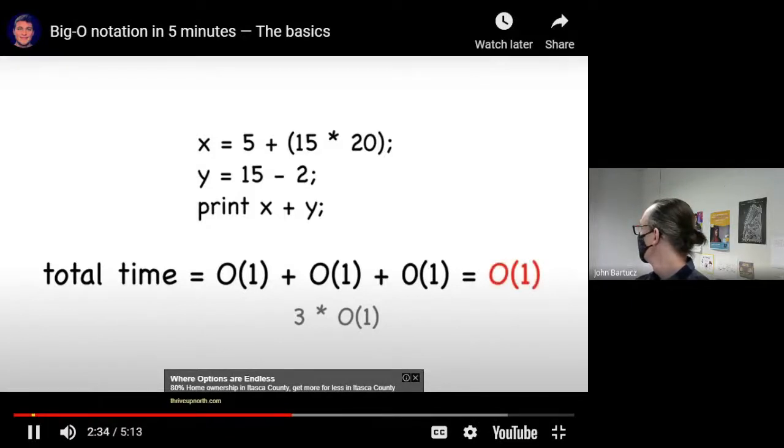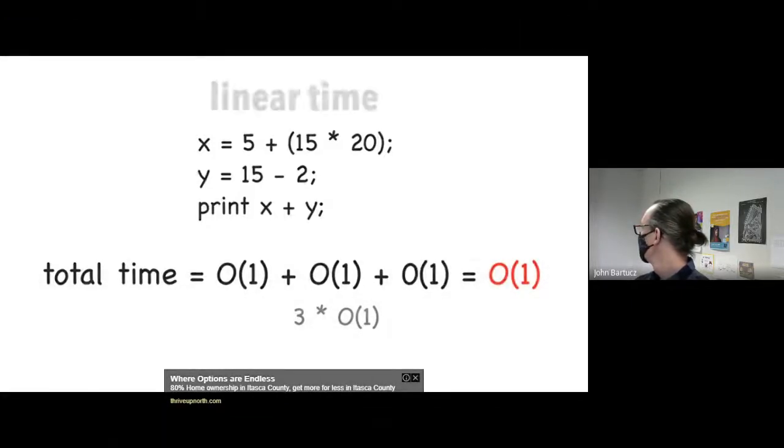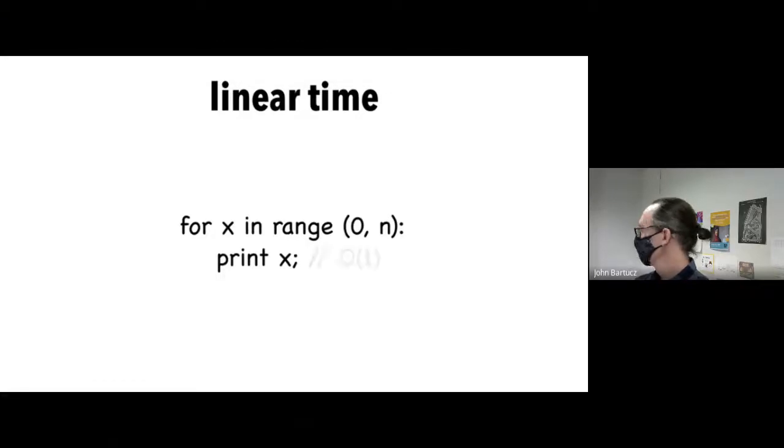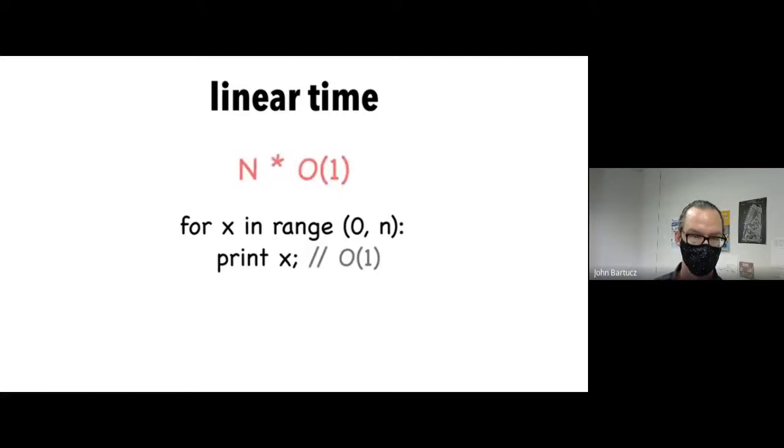Let's look at linear time. Suppose we have the following for loop that prints the numbers 0 to n. We know the print statement is big O of 1. This means the block of code is n times big O of 1. In other words, big O of n.